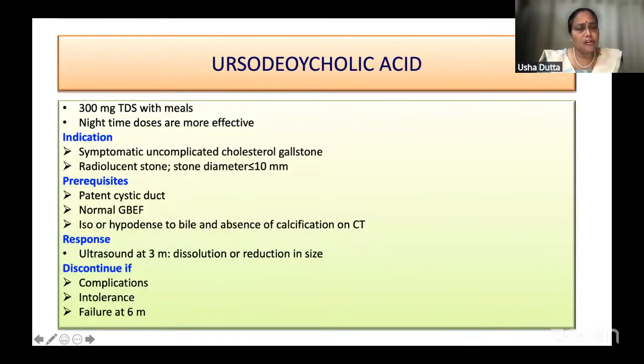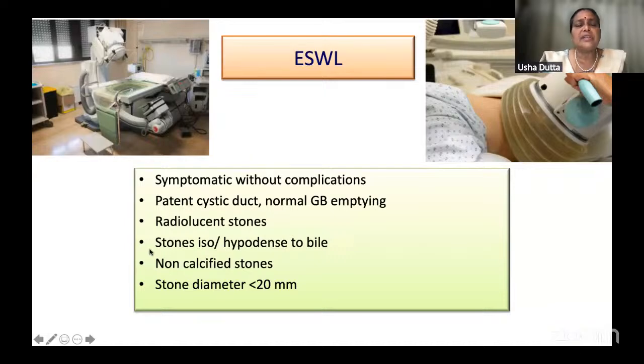So ursodeoxycholic acid is an option, but it's not very effective. The stones come back. If it has to be given, it has to be given as 300 milligram thrice a day with meals. And the cystic duct has to be patent, the ejection fraction has to be good, and it should be in the absence of calcification. So we don't routinely advocate ursodeoxycholic acid, except if the patient is waiting for surgery, we would like to give it at that time. ESWL used to be used as an option. Nowadays, we no longer use it because we have several methods to handle CBD stones. It was primarily brought in with large CBD stones in mind, but nowadays we have other methods like laser lithotripsy to handle these large stones.